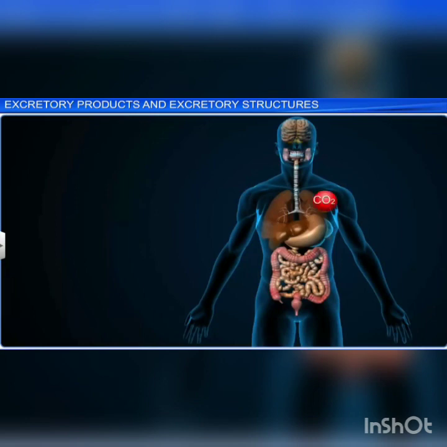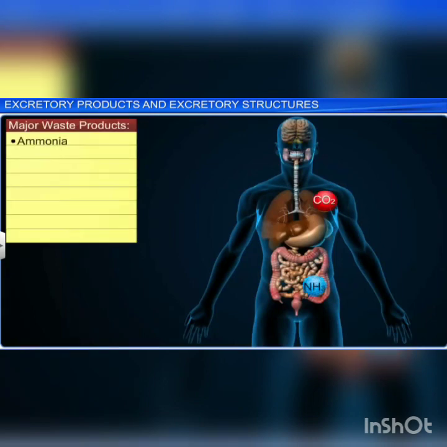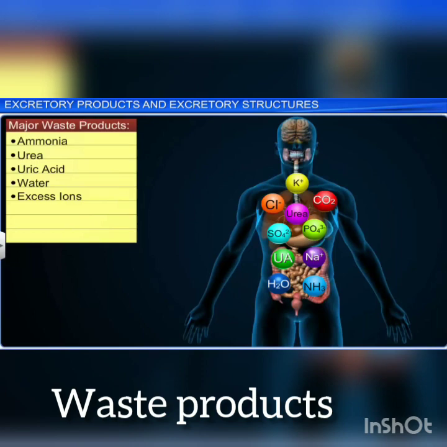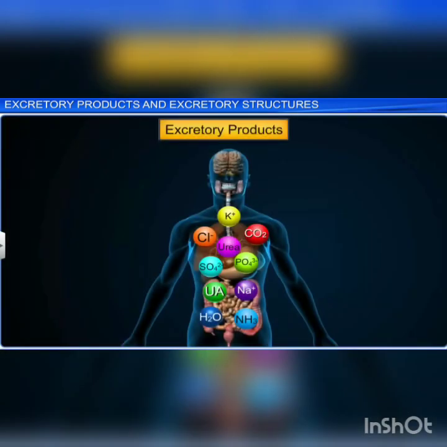Like carbon dioxide, various other waste products such as ammonia, urea, uric acid, water, and excess ions like phosphate, sulfate, sodium, potassium, and chloride are produced in our body as a result of different metabolic activities like ingestion, digestion, and respiration. These waste or excretory products, if retained in the body, may prove fatal, and so must be totally or partially removed from our body.